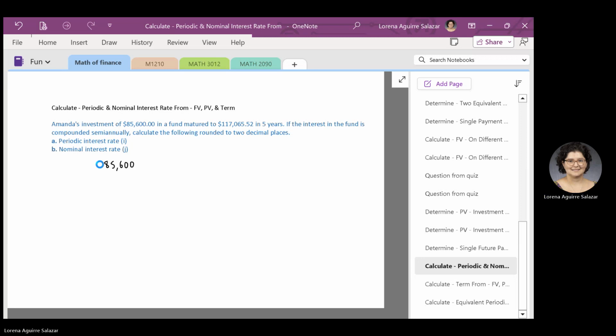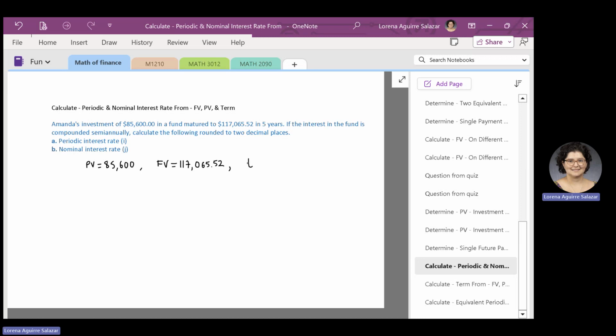So here we have PV. What's this? The future value of the investment is $117,065.52. That's the maturity value of the investment. And there will be a relationship between those two through a certain formula. Now, the $85,600 grew into the future value in 5 years. The 5 years is the time period, the period of time during which the interest is calculated. So here we have 5 years.